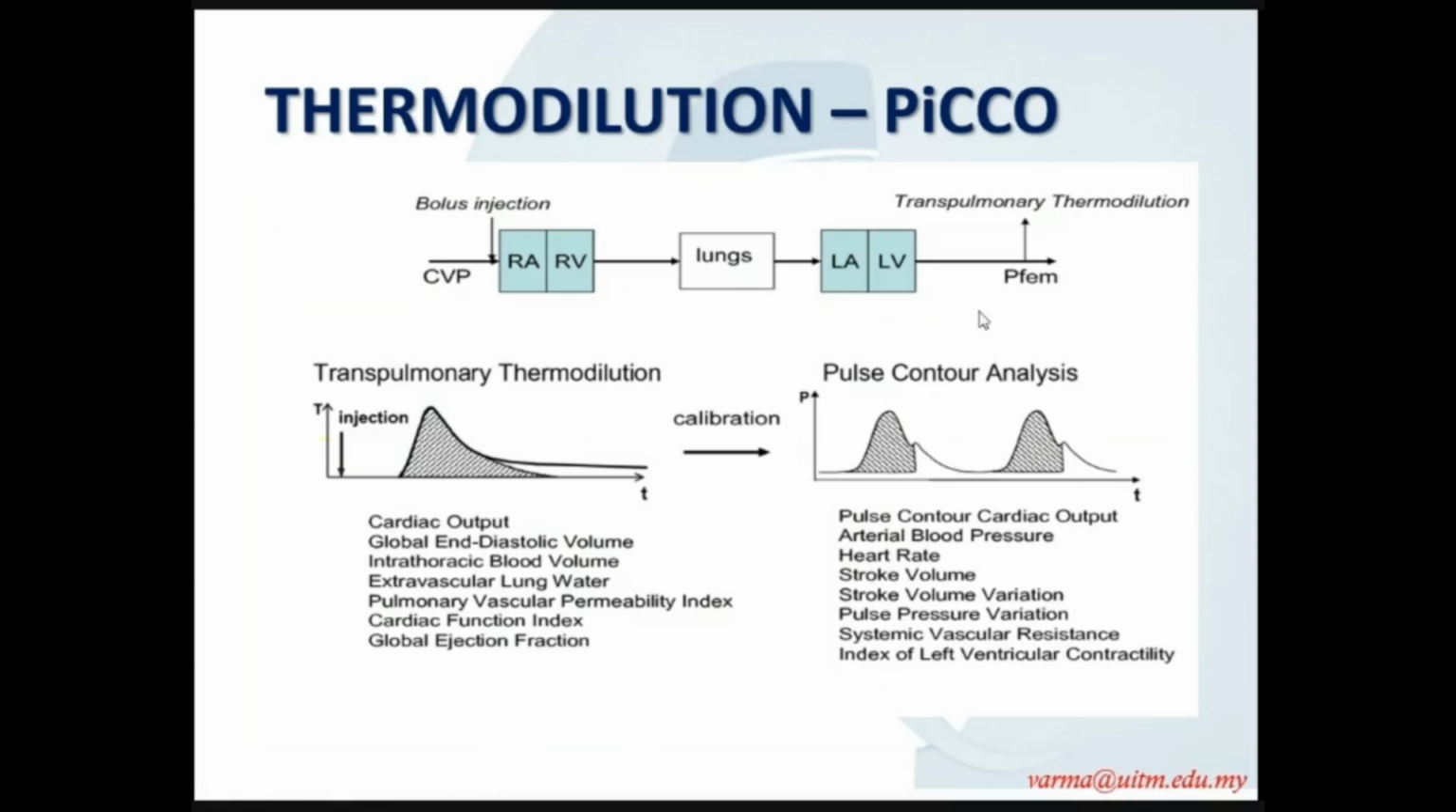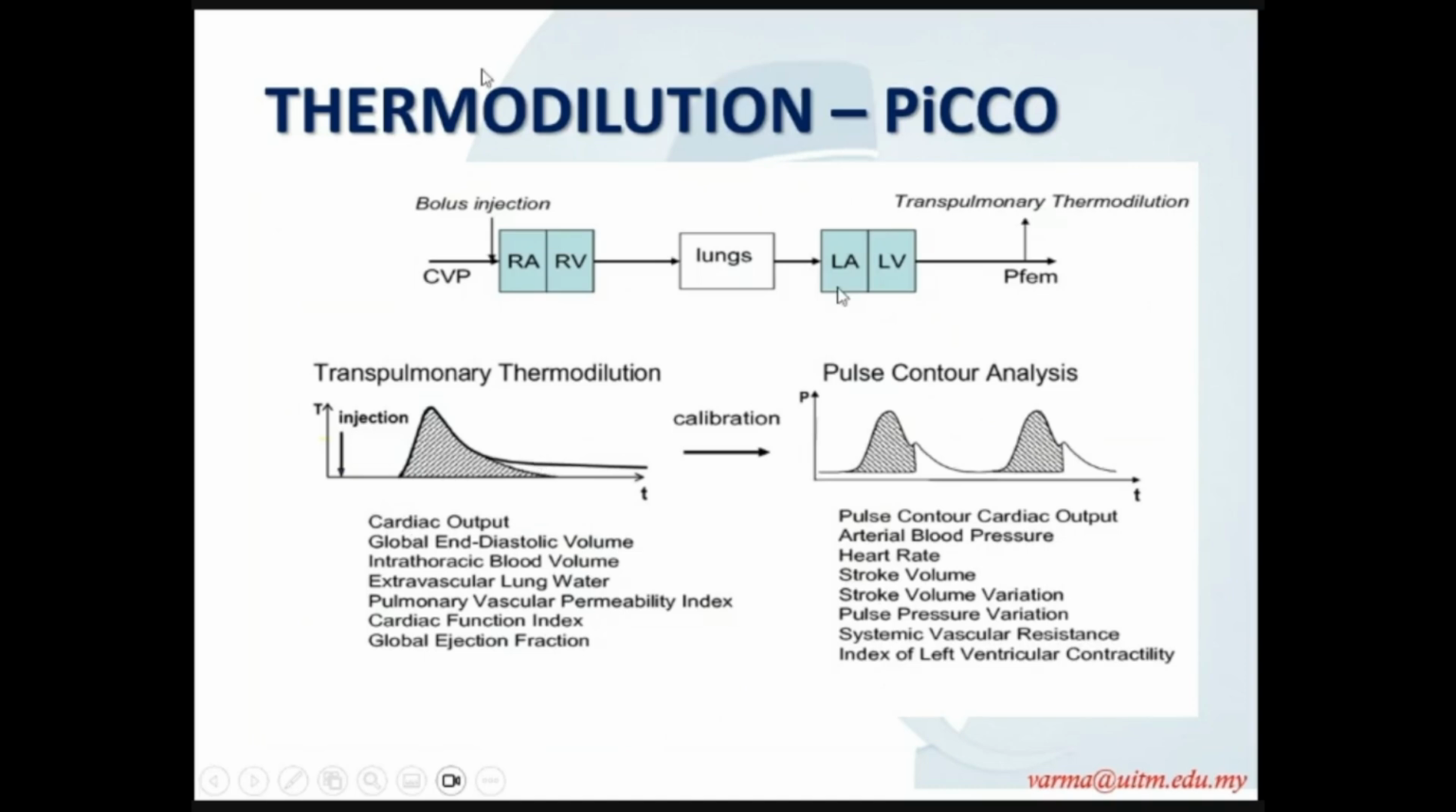So rather than the temperature change being picked up by the thermistor in the pulmonary artery, it is picked up in the femoral artery all the way down there. They have their algorithm using the Stewart-Hamilton and calculate for you what you need, all these things. So that is the difference between the thermodilution methods.